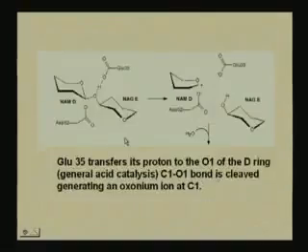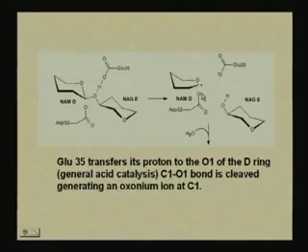If we go back to the previous slide, what is happening here? We have a C1O1 bond cleavage. This bond is being cleaved, this bond. So, what do we have? We have this plus charge here. Now, this plus charge is stabilized by the O minus of aspartic acid.